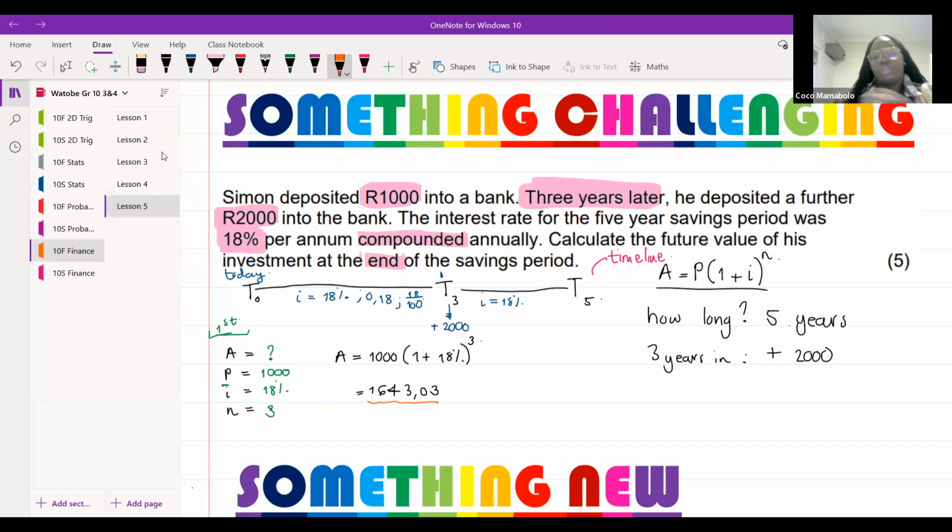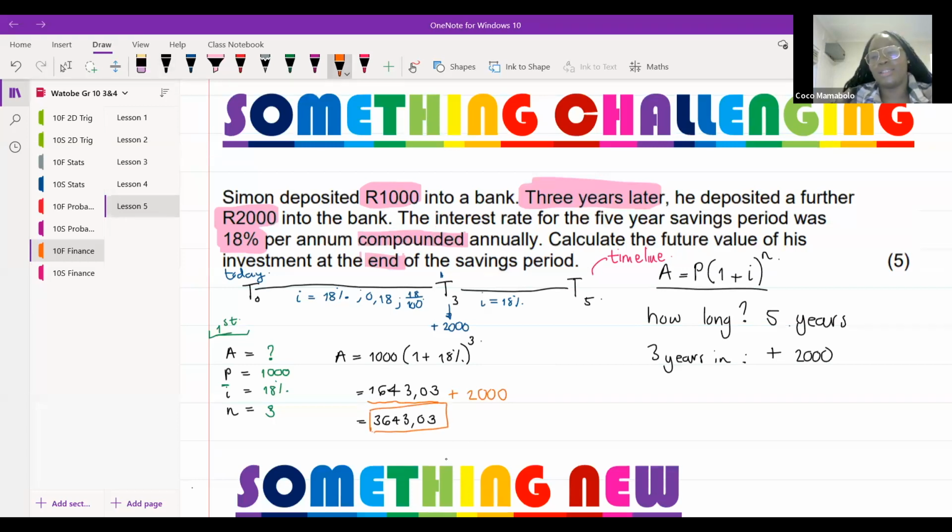Now, what did he do to this amount in the bank? What did he do to that amount, guys? Yes, Mfundo, beautiful. He adds 2,000 Rand. So that gives us a new amount, right? 1643,03 plus 2,000 is going to give us 3643,03. Wonderful.